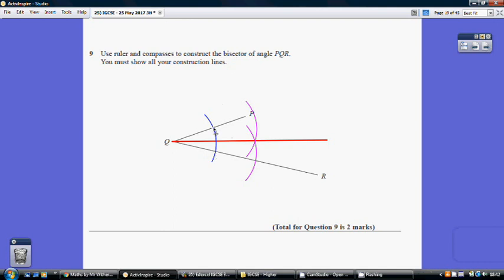So you then do a couple more arcs. They can be the same length as this arc, or they can be a new length, it's up to you. But the next 2 arcs, these 2 purple ones, do have to be the same length. So pop your pin here and draw a little arc, then move your pin down here and draw a second arc, and then get your ruler and draw a straight line from Q through where these 2 purple arcs cross, and that red line is your final answer. That is halving the angle PQR. It says you must show all your construction lines, so make sure you leave your blue arc and your purple arcs on the paper. Don't rub those out.